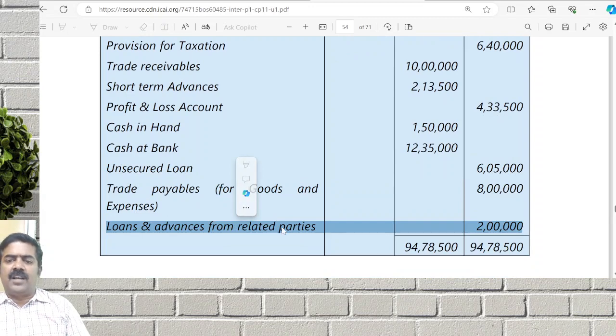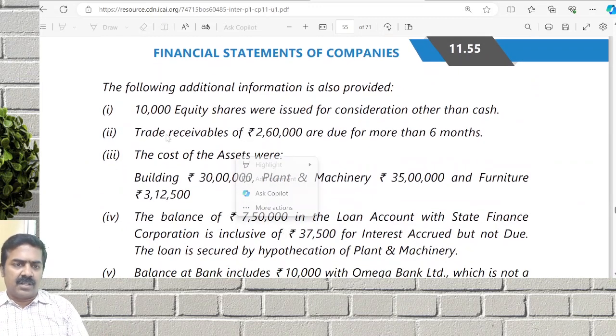Loans and advances to related parties we have to show under related party and give a disclosure. You can give a disclosure. Point number 1.